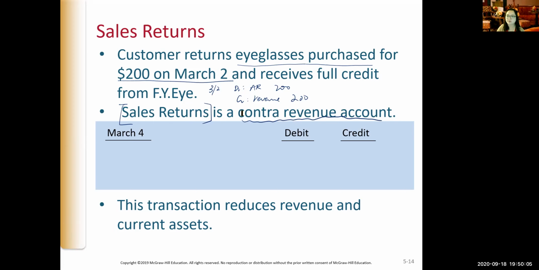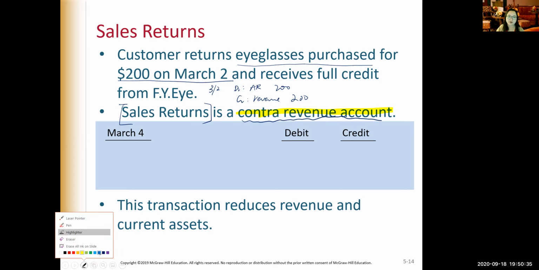So contra revenue account, what does that mean? A contra revenue account is an account with a balance that is opposite, or contra, to that of the related revenue account. The reason that we use the contra account is to keep a record of what was the original sale and what has been returned, right? It's a little bit like the concept of depreciation.